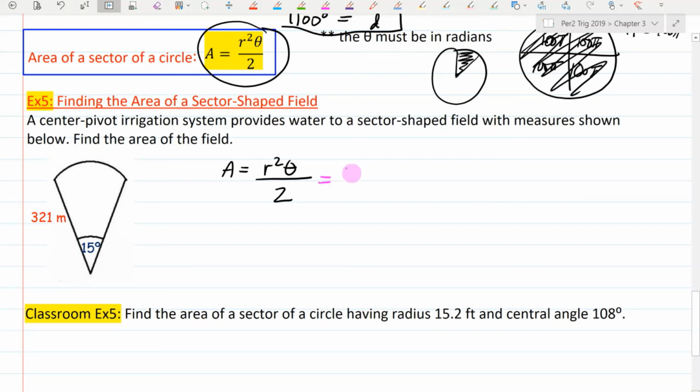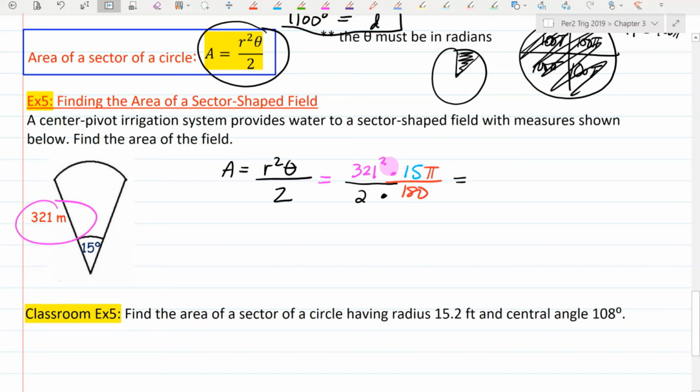So in this problem, we have r squared. I'm just going to put 321 squared times theta, which is 15 degrees. We can't leave it in degrees, so we have to multiply that by pi over 180. And then we're dividing by 2. You can just put divided by 2 here. The 2 and the 180 are both in the denominator. So you just multiply all this out.